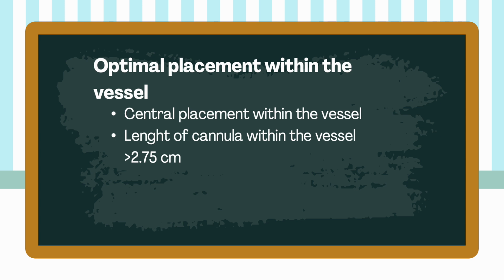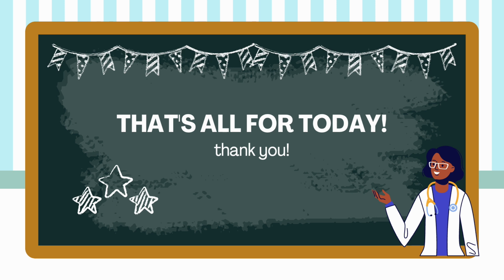Ideally, the cannula should be placed centrally, and the length of the cannula within the vessel should be greater than 2.75 centimeters, and this would increase the longevity of the cannula and increase the success. And with that, this video has come to an end. Hopefully, with these tips and tricks provided, you should be able to use the dynamic needle tip positioning technique to cannulate a vessel using ultrasound guidance.